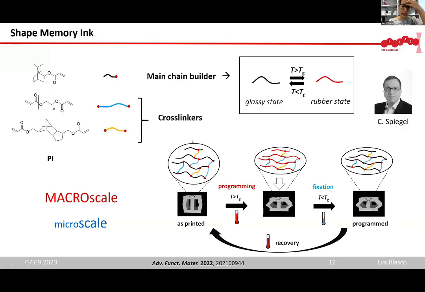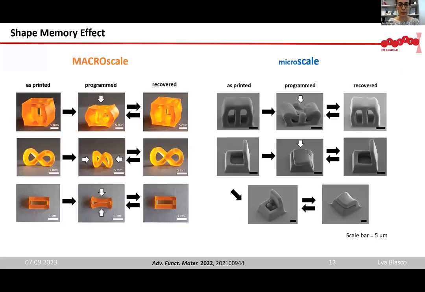So after printing, we create this network, having the isobornyl as a main chain builder, and at room temperature we have a stiff material. Then we heat above the glass transition temperature. We have something flexible that we can program. We cool down to fix the geometry, and then by heating, we can recover. So the typical one-way shape memory polymers.